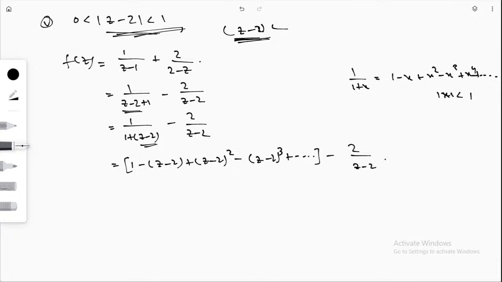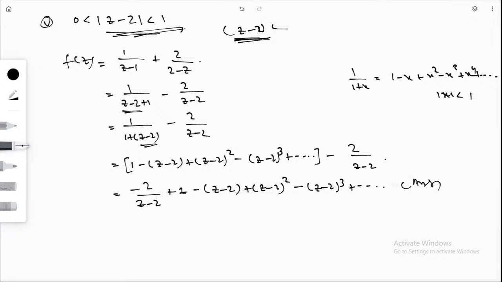So, if I rearrange it in the ascending order of z minus 2, so first I will add this one. This is minus 2 divided by z minus 2, then plus 1 minus of z minus 2 plus z minus 2 whole square minus z minus 2 whole cube plus dot dot dot. So this is your answer. So these are all the possible problems associated with this Laurent series expansion.